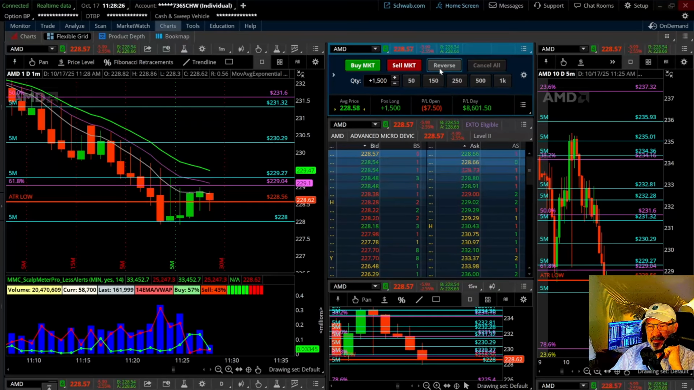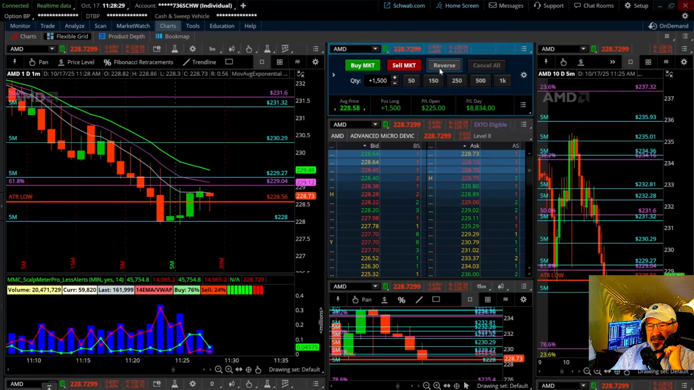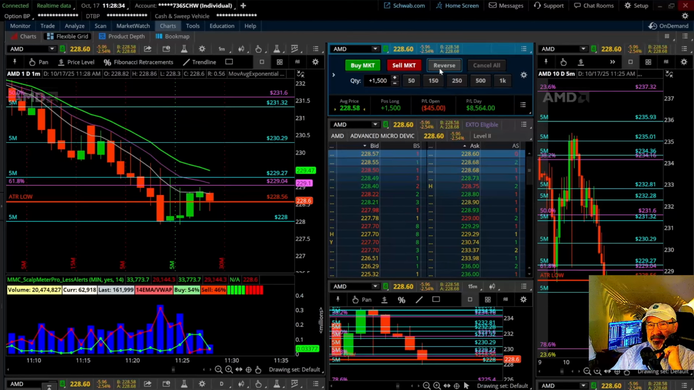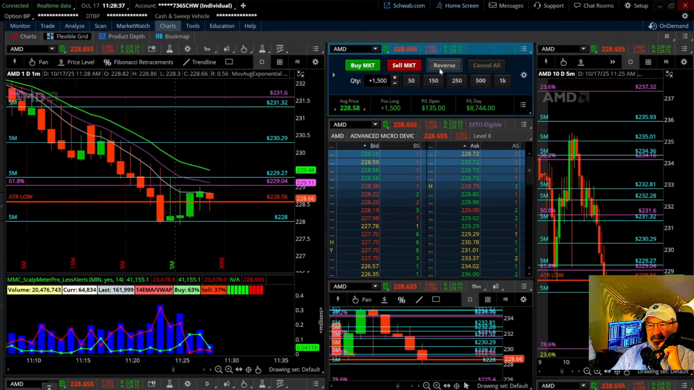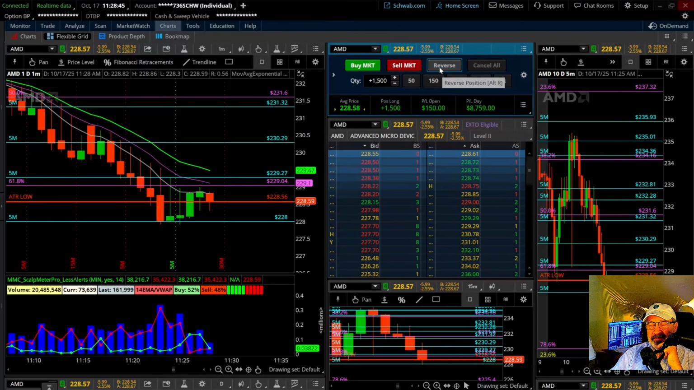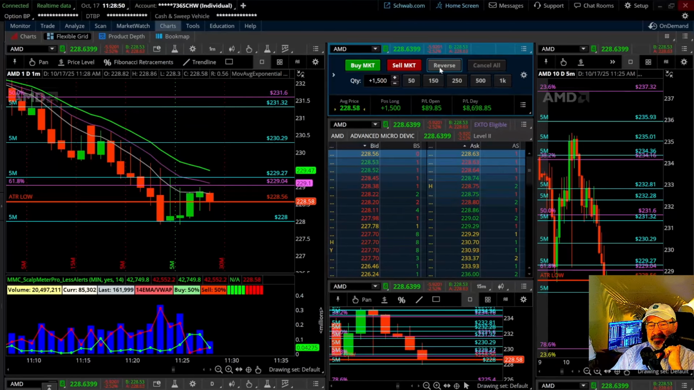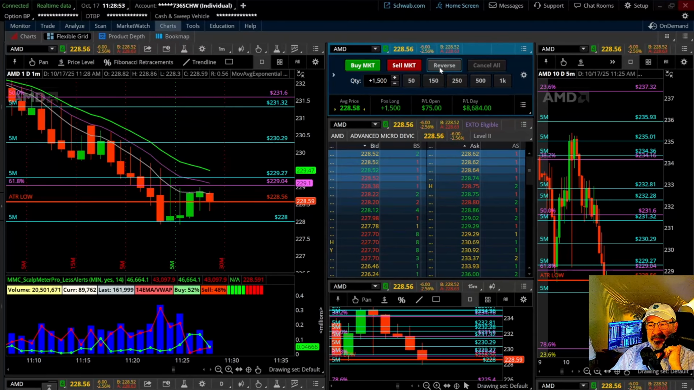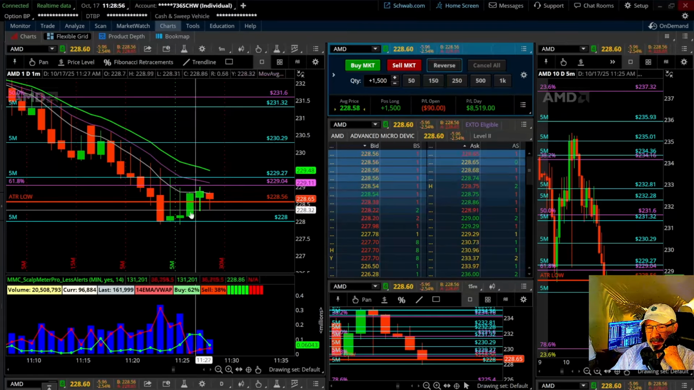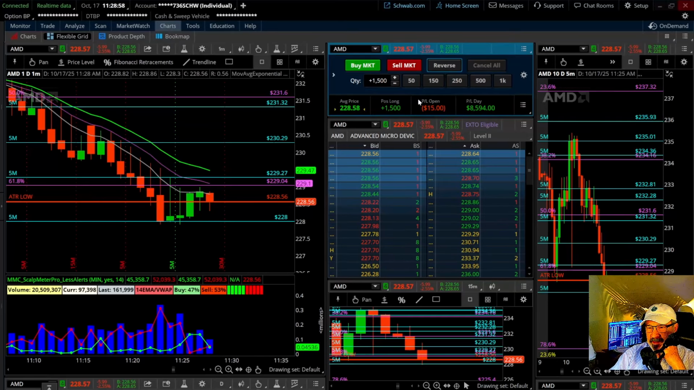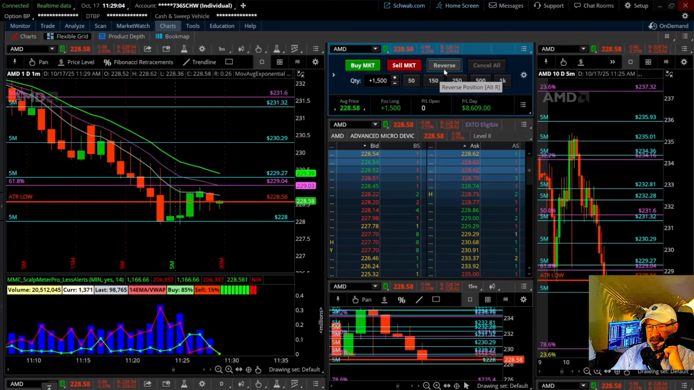Reversing there. So I did it again right near the ATR, 228.58. Broke 8K. It's really helping us out here the way it's consolidating, so it's making it real easy to get in. The slippage isn't really too bad, which is good.